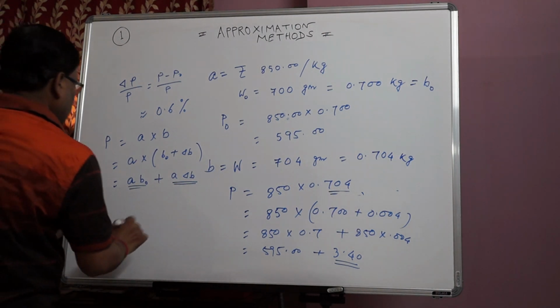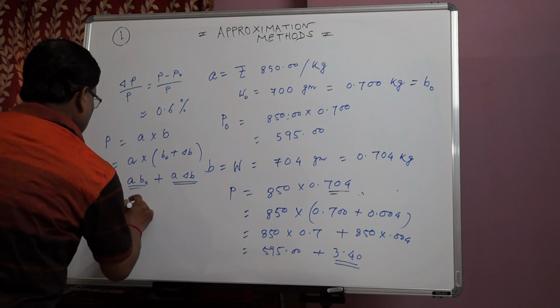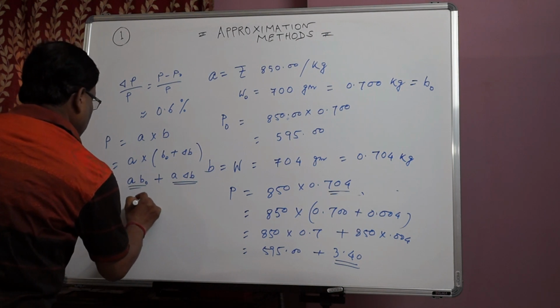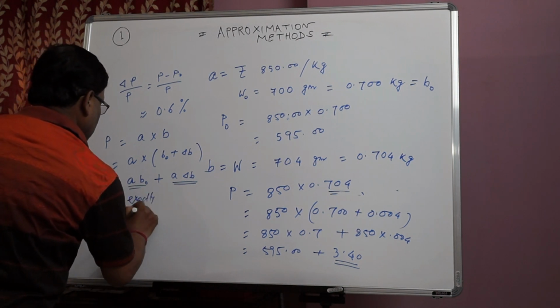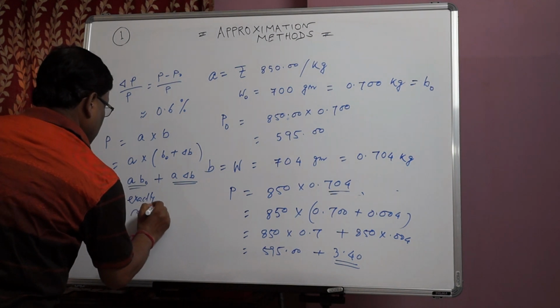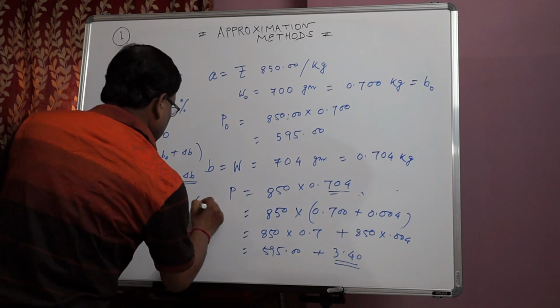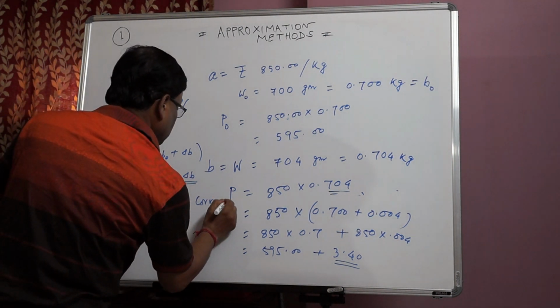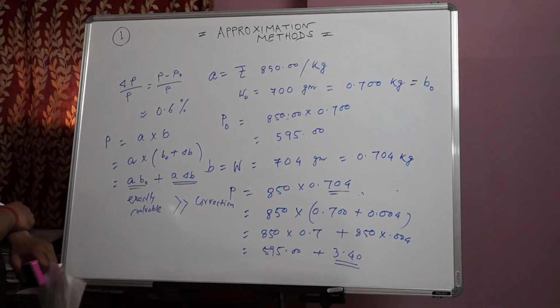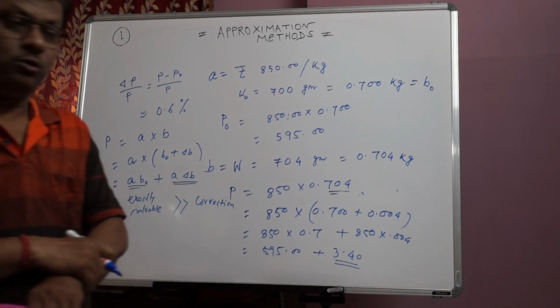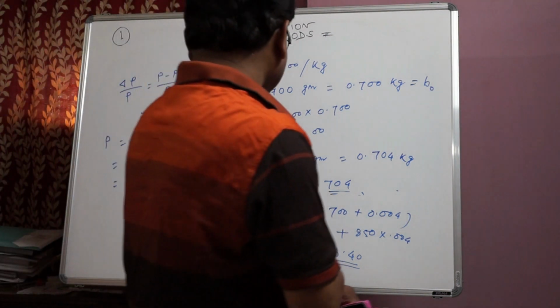So we see that the exactly solvable part is very much greater than the correction term. So in this case, the approximation holds very good.